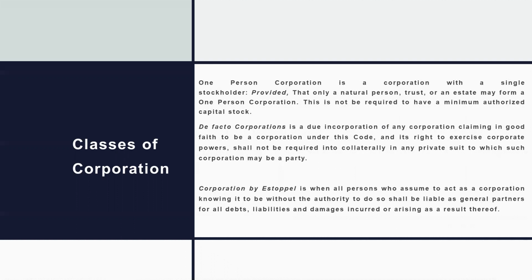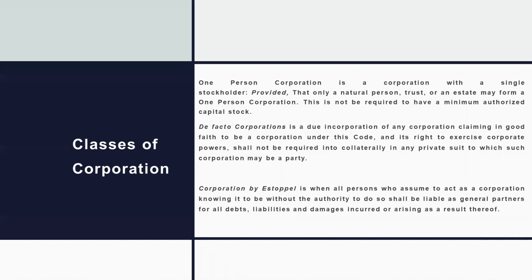Another is yung de facto corporation. So this is a due incorporation of any corporation claiming in good faith to be a corporation under this code, and its right to exercise corporate powers shall not be inquired into collaterally in any private suit to which such corporation may be a party. So, de facto, no, yung mga kulang-kulang sa kanilang compliance to be recognized really as a corporation. So, may mga non-compliance in terms of the legal requirements to become considered as a corporation.